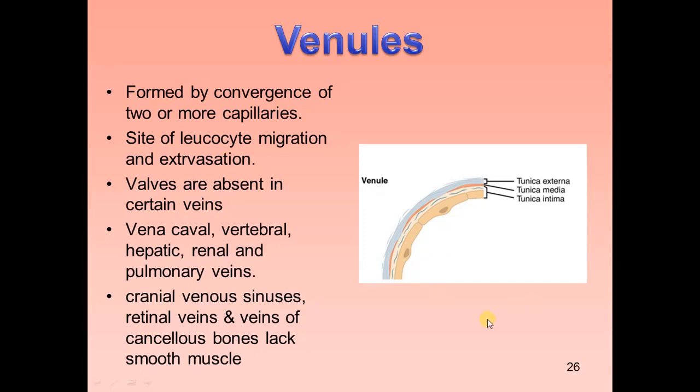Okay. In certain veins, in the cancellous bone and the cranial venous sinuses, you have some venous sinuses within the skull, intracranial venous sinuses. They completely lack smooth muscle. The smooth muscle layer is completely absent in certain areas, like in the cancellous bone veins and also in the cranial venous sinuses. Okay, whereas valves are absent in very large veins, the vena cava, vertebral veins, and hepatic and renal veins lack valves.